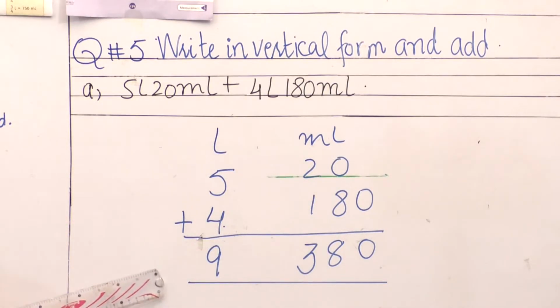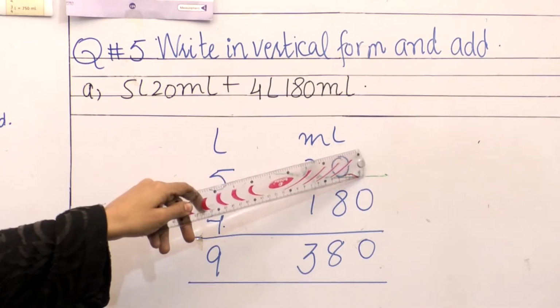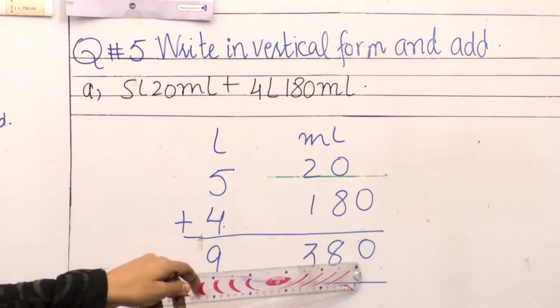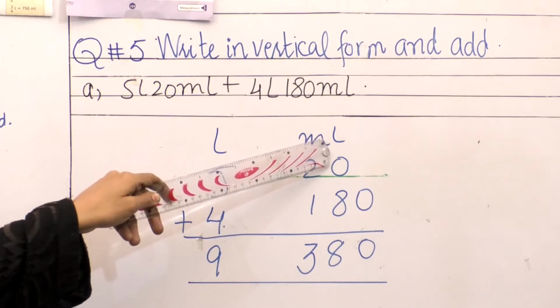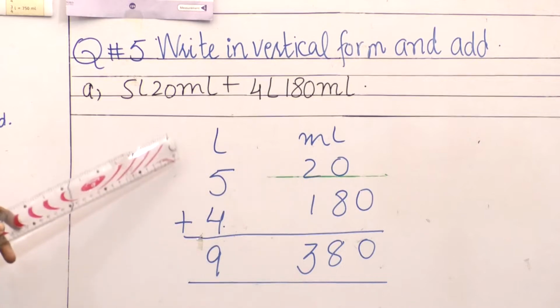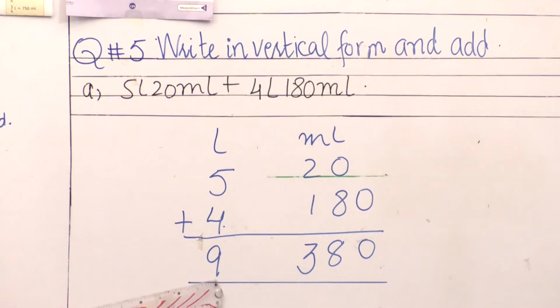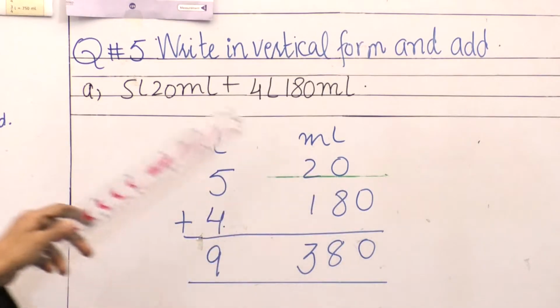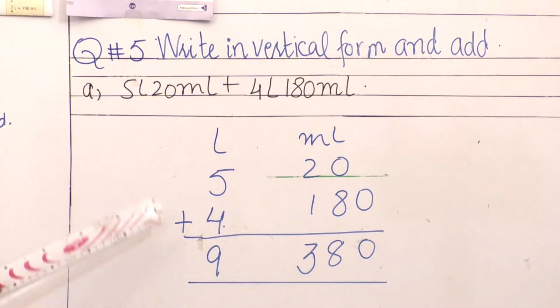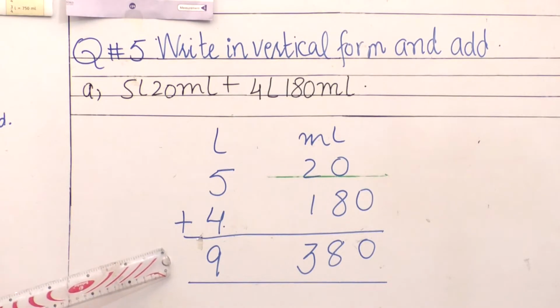Now we will follow the procedure of addition to add these units of measurement. Starting from this side, since we have nothing, 0 will be written in the same way. Now here we have 0 plus 8, 8, 2 plus 1, 3. Come to liter side, 5 plus 4, 9. So your answer will be 9 liters, 380 milliliters. You can follow the same procedure to solve the remaining questions of adding these units of measurement.